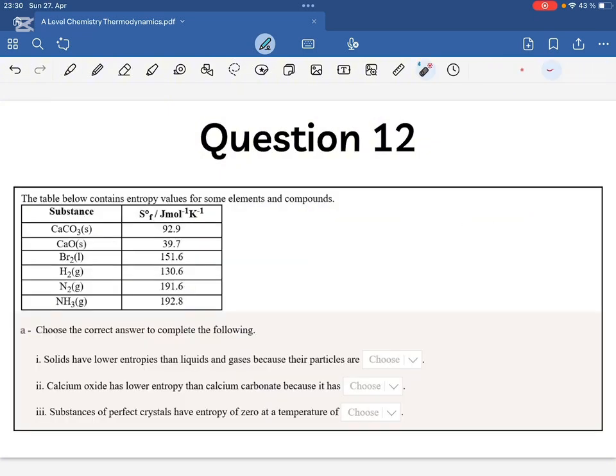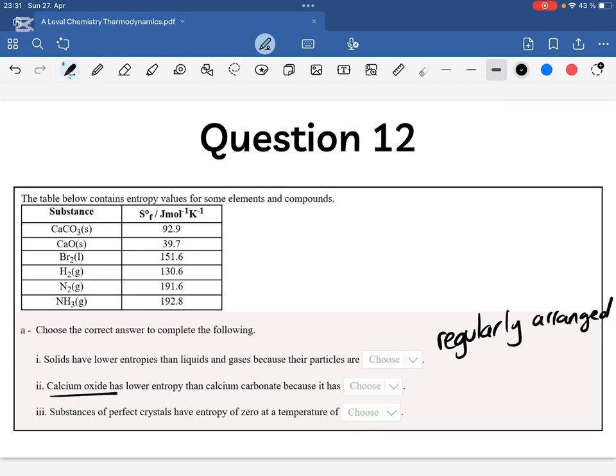Question 12, the table below contains entropy values for some elements and compounds. Choose the correct answer to complete the following. Solids have lower entropies than liquids and gases because their particles are arranged neatly. So because their particles are regularly arranged.